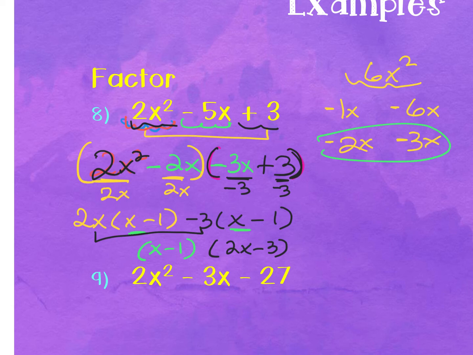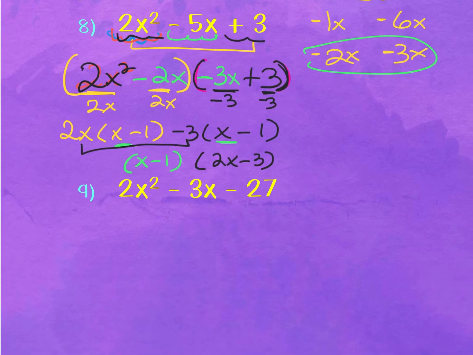Next one, we're going to do the same thing. Again, if you would prefer to just guess and test, list the factors of 27, factors of 2, figure out which ones work together by doing a bunch of FOIL problems, you can. But I'm going to do the factor by grouping technique. I'm going to multiply the beginning and the end, and I get negative 54x squared. So I need to start listing my factors of negative 54.